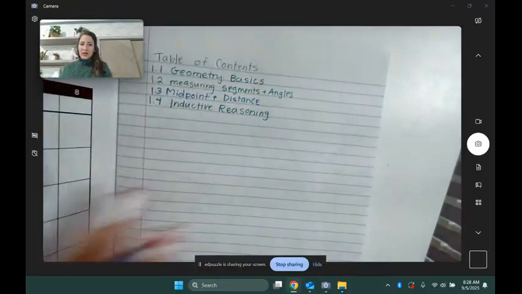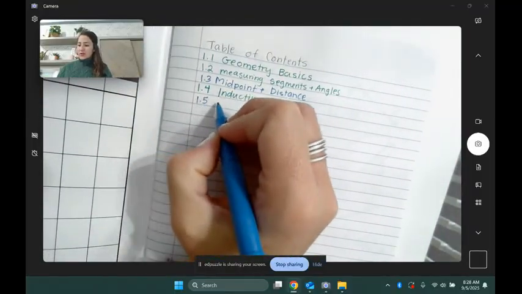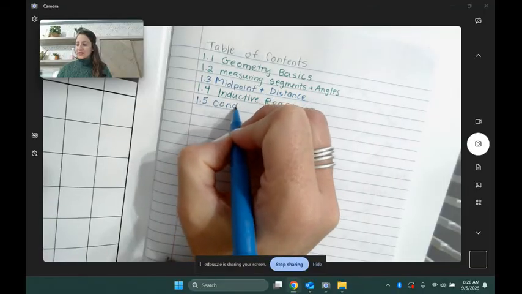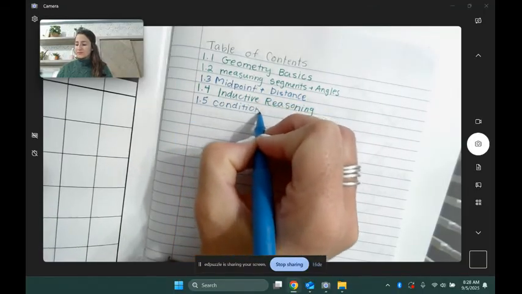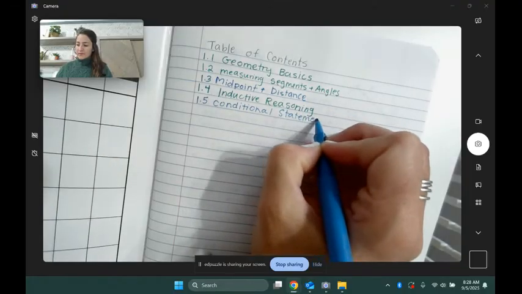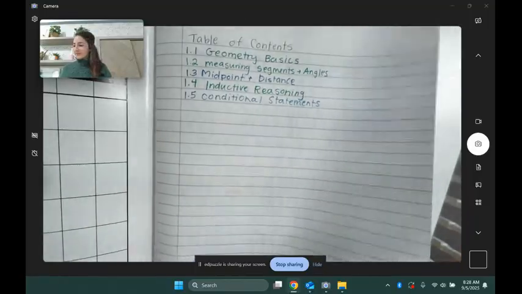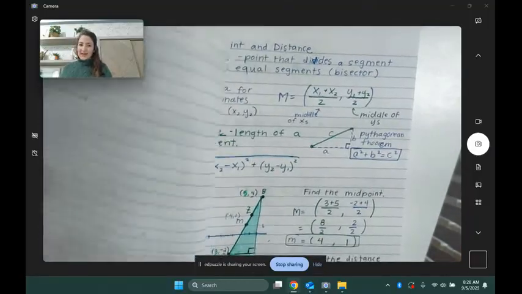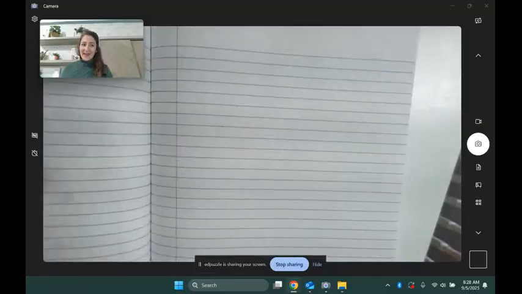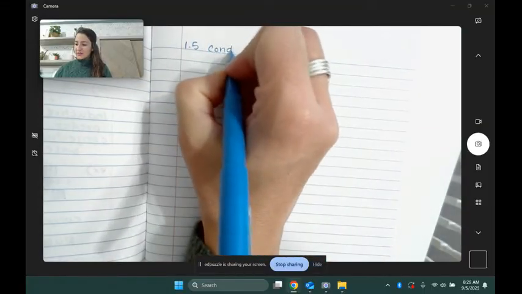Geometry. Go ahead and open up to your table of contents. Today we are talking all about conditional statements. So open up to that next blank page, 1.5 conditional statements.